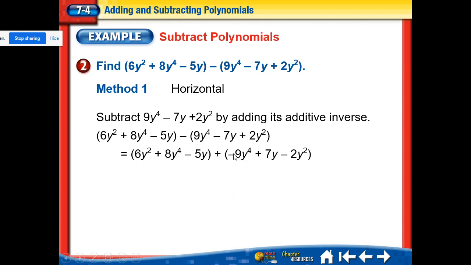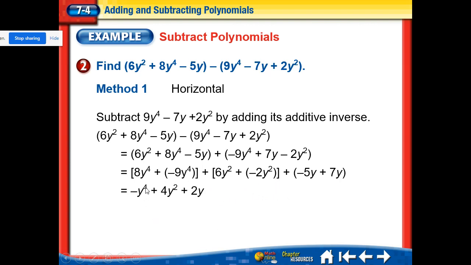So here we have the 8y and the negative 9. Those are going to go together. And the 6y with the negative 2y, and the negative 5y with the 7y. Again, like terms get added together. That gives us negative 1y to the 4th, 4y squared, and 2y. I know we just got done doing all kinds of multiplication where we add exponents. When we're adding, it's basically piles. I have 5 y's, and I'm going to add 7 more y's to it. Those are things that are alike, and you just put them together.